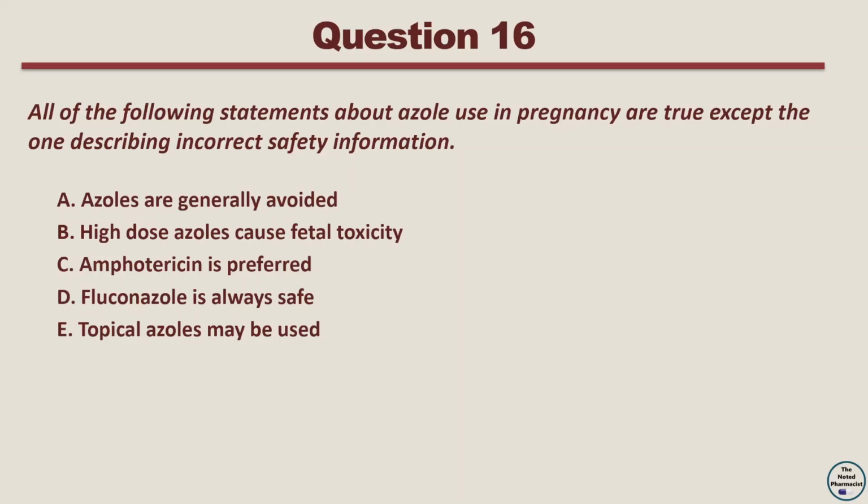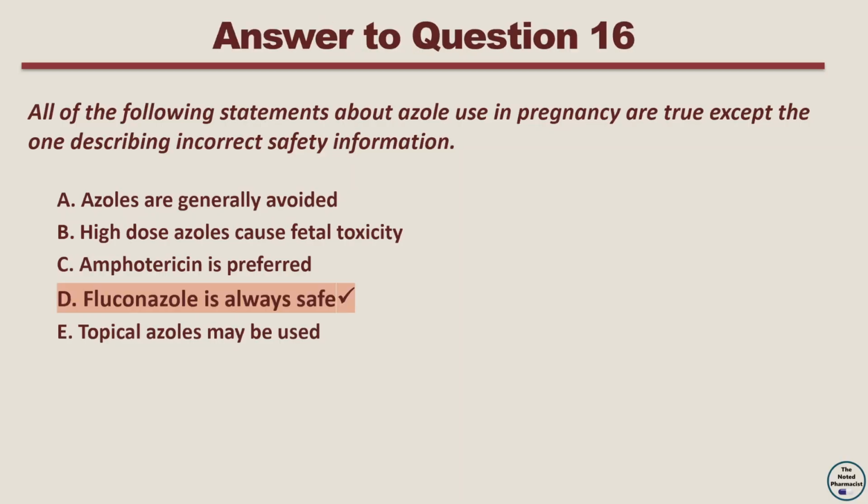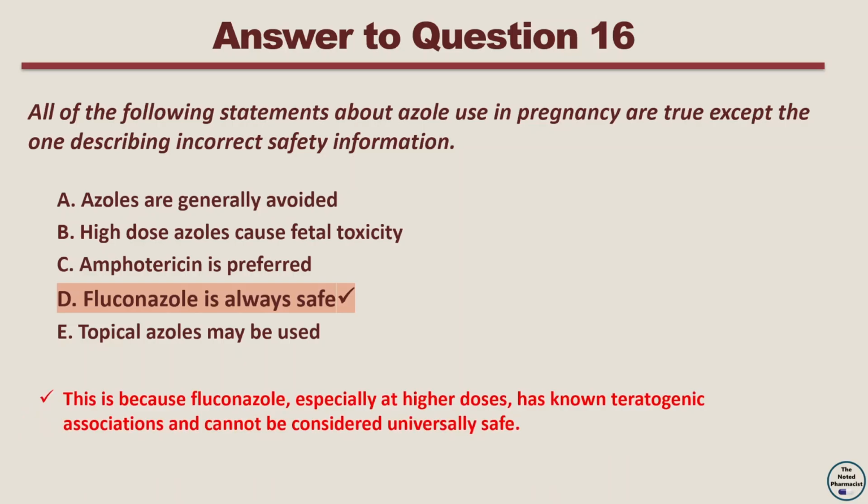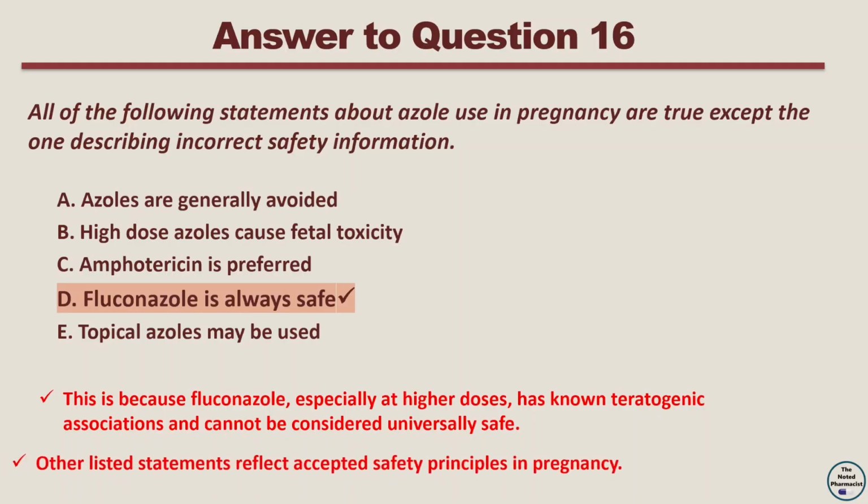The correct answer is option D, fluconazole is always safe. This is because fluconazole, especially at higher doses, has known teratogenic associations and cannot be considered universally safe. Other listed statements reflect accepted safety principles in pregnancy.